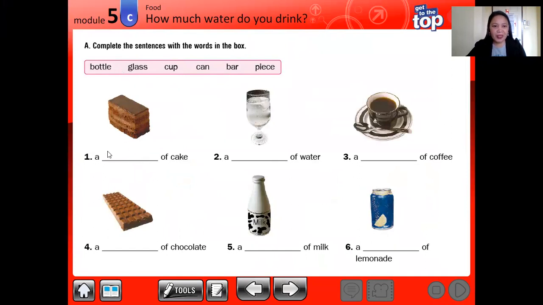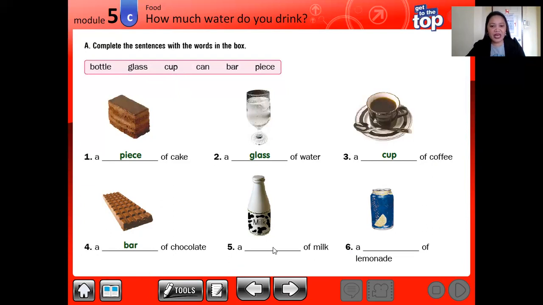Example, a blank of cake. What is the answer? We have a piece of cake. Number 2, a blank of water. We have a glass of water. Number 3, a blank of coffee. A cup of coffee, correct? Number 4, we have a blank of chocolate. The answer is a bar of chocolate.